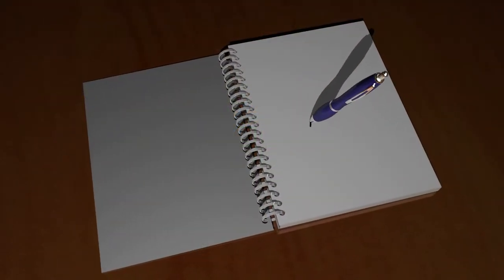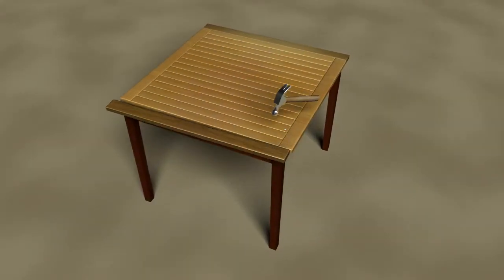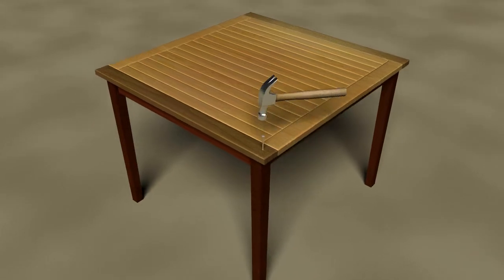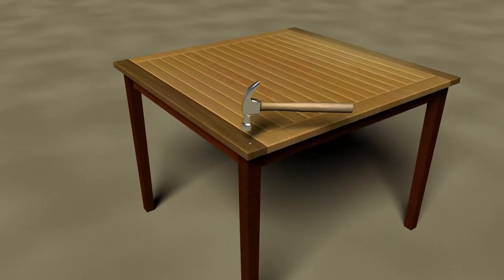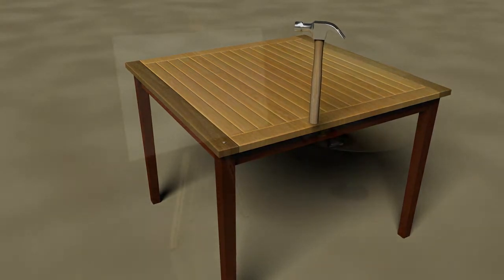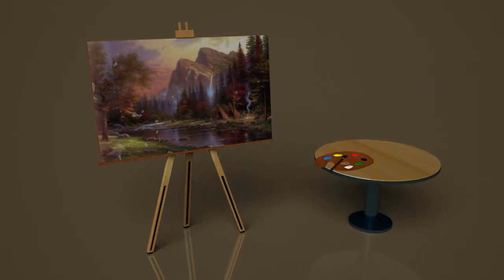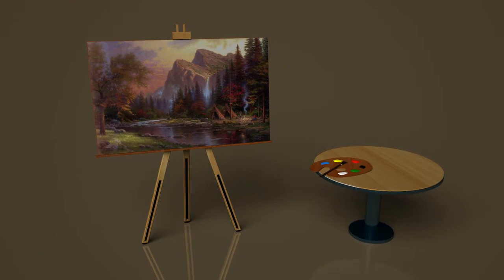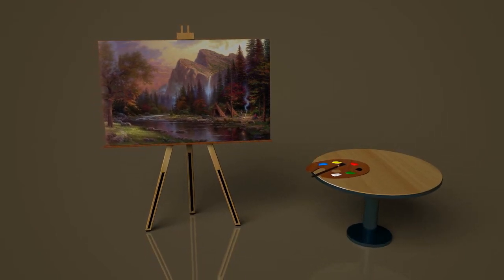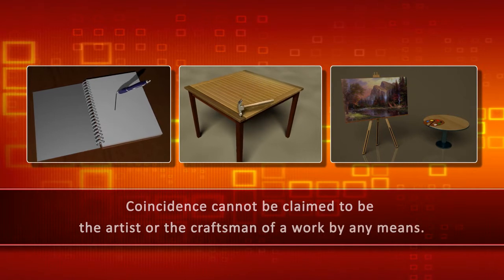In other words, suppose that they said this letter of A has come into existence by the coincidental move of a pencil. And this artful table has come into existence by the coming together of the pieces of wood and the hammering of nails by themselves. And also, this wonderful picture has been formed by the falling of paint on the canvas due to the blowing of wind. Can they convince you? Of course not, because coincidence cannot be claimed to be the artist or the craftsman of a work by any means.